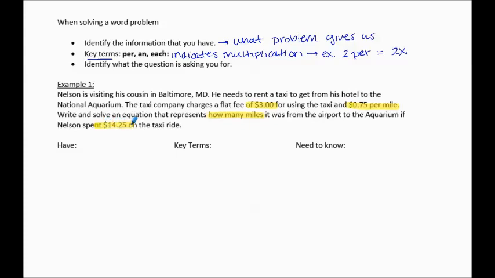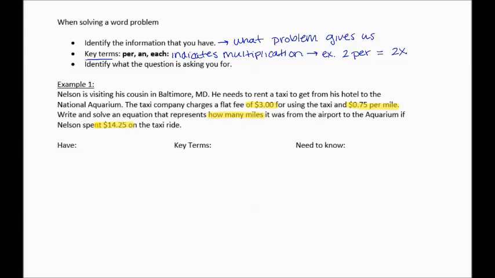So notice I highlighted a few things as I read that problem. A flat fee of $3, that may be important. 75 cents per mile, there's that word per we talked about up here. I highlighted how many miles because that's what we're looking for. And he spent a total of $14.25 on the taxi ride. That could be important later.